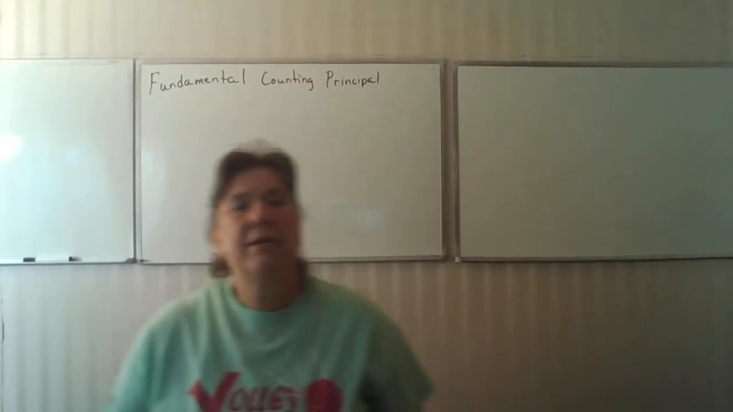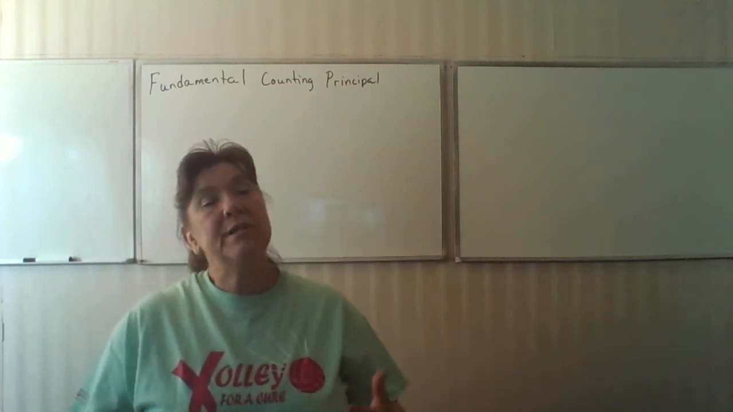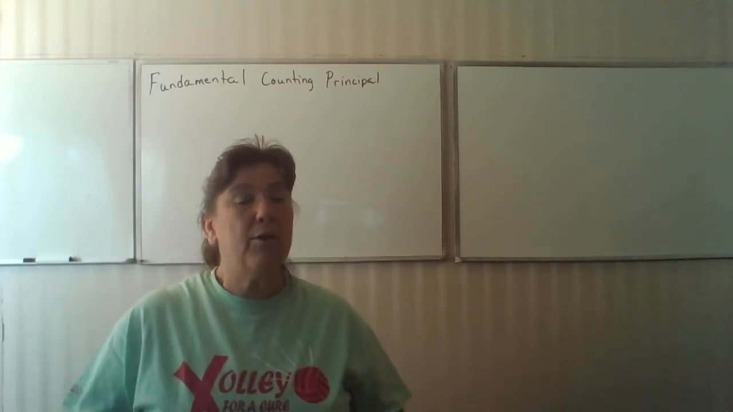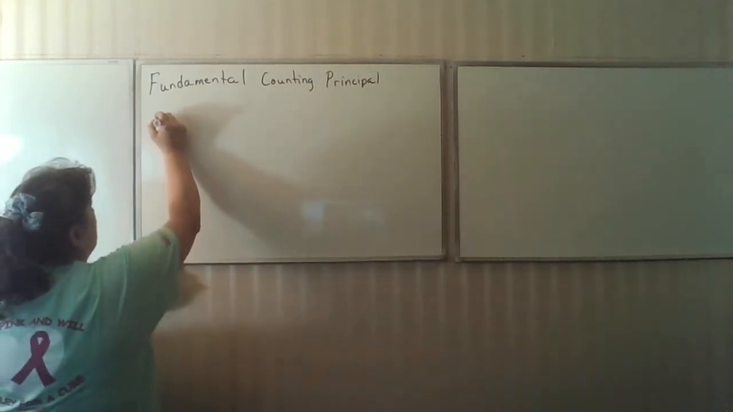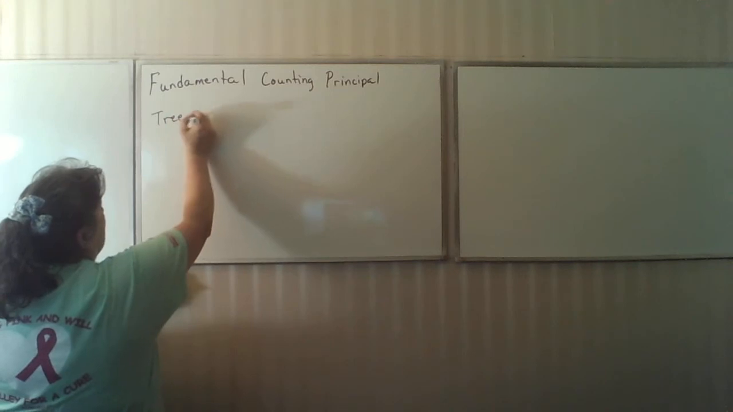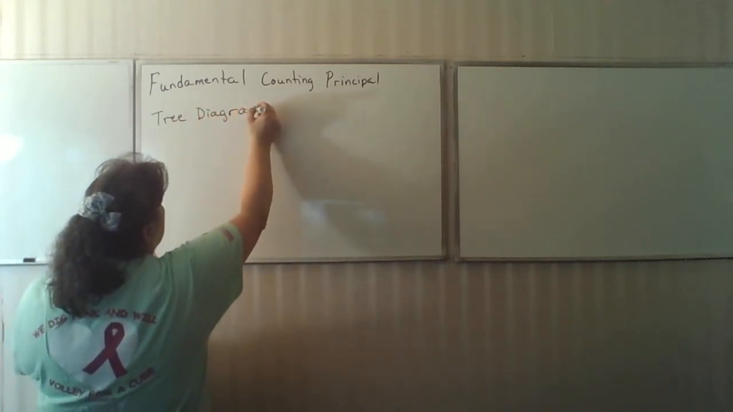Okay, we're going to look at the fundamental counting principle. In the previous assignment, you looked at how to find out how many are in the sample set, and you used some ways to do it. You used a tree diagram, and your tree diagram was really easy if there weren't a lot of things to work with.